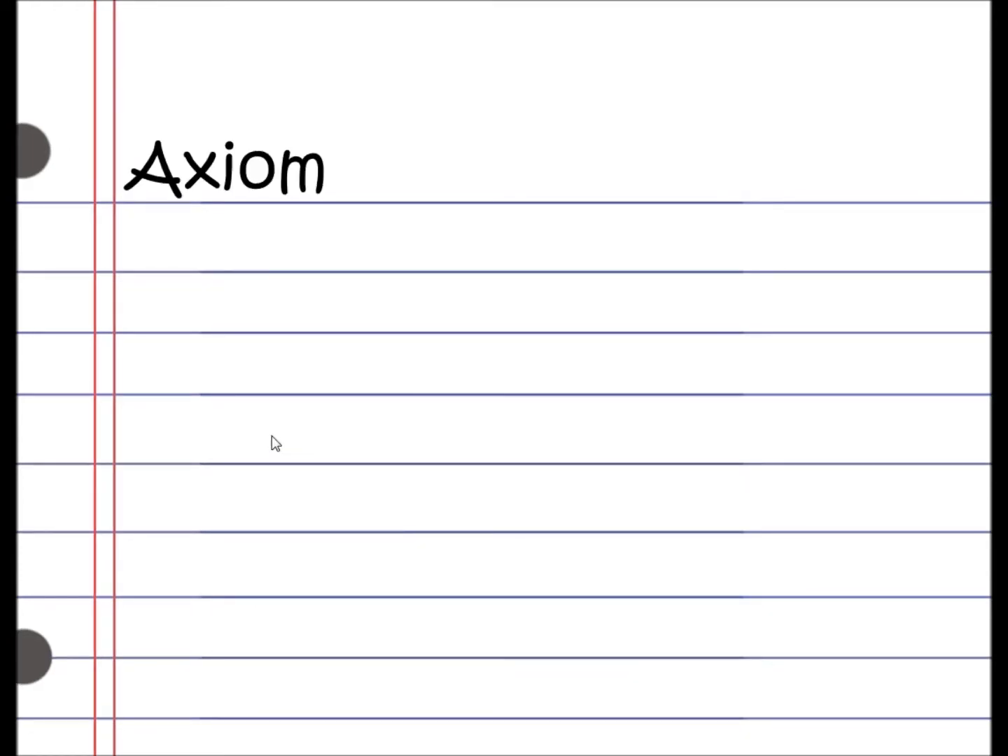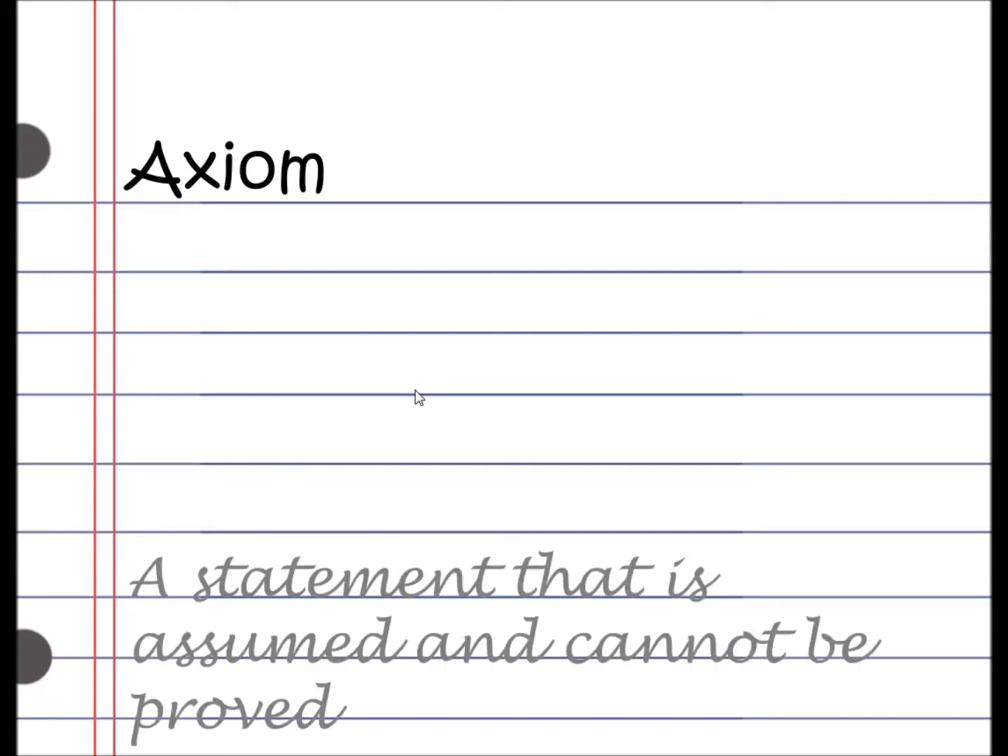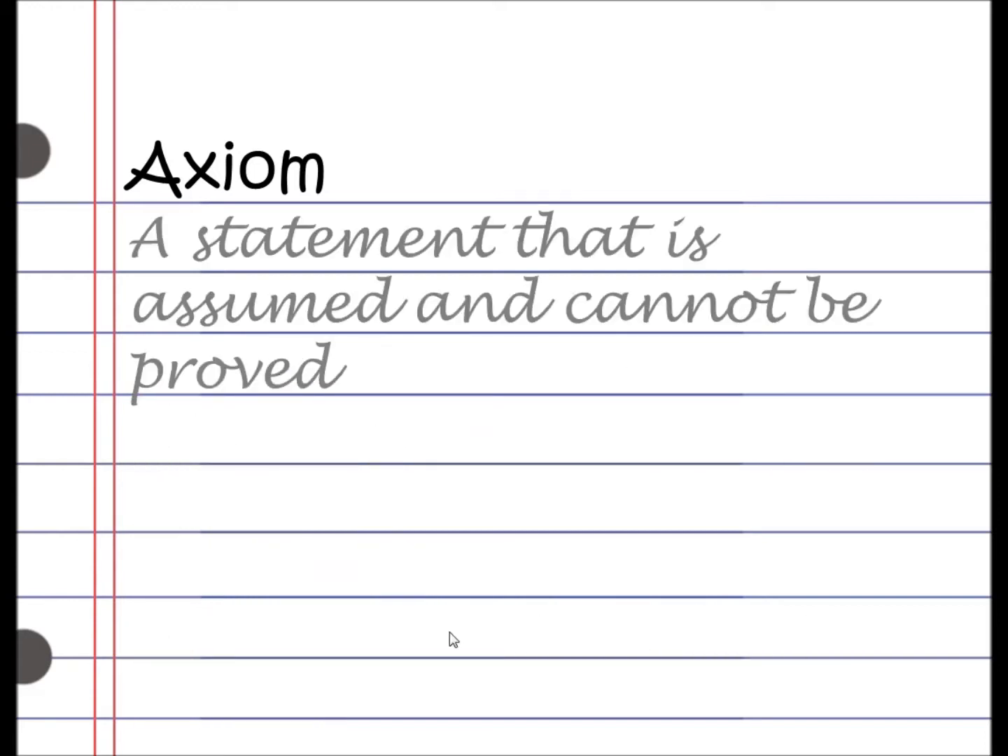I would like to say that this property, that A plus B equals B plus A, is an axiom. What this means is that it is a statement that is assumed and cannot be proven. So in this video, I will not prove that A plus B equals B plus A. However, I'll use visuals, ways of seeing, to show that this makes sense. Which leads me to my next point.